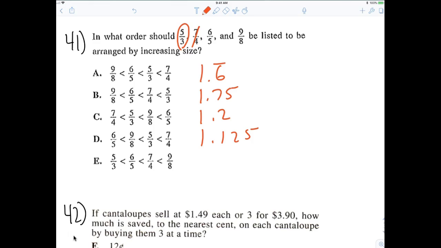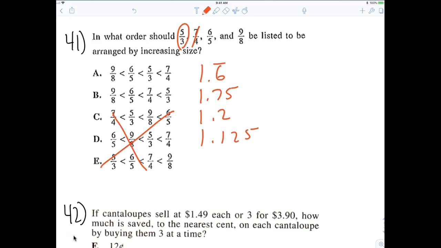So now, which one is the smallest out of all 4 of those? 1.125. Yep. So what fraction was that? It's the 9/8. Very good. So right off the bat, I would cross out C, D, and E. I really wish you would get in the habit of doing that. Cross out C, D, and E.